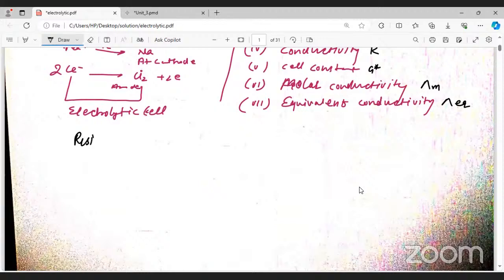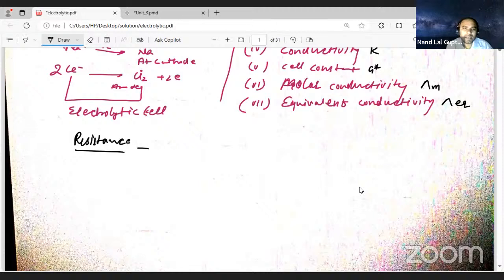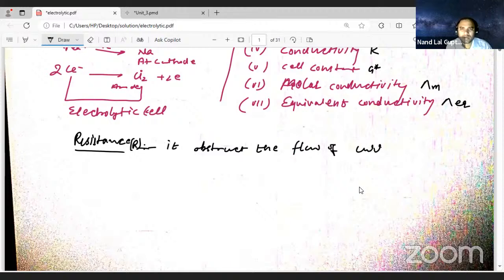Resistance is something that opposes the flow of electric current. Okay, that is correct. What does it do, Sanoy? It obstructs the flow of current. Okay, it is going to obstruct the flow of current. So what factors is it going to depend on? Can you tell me?